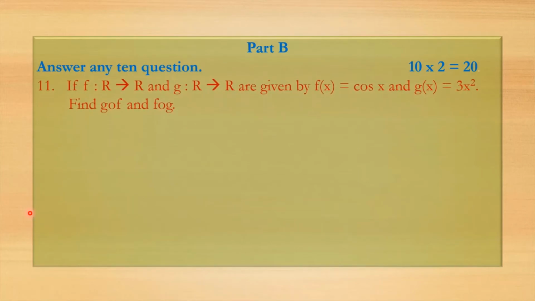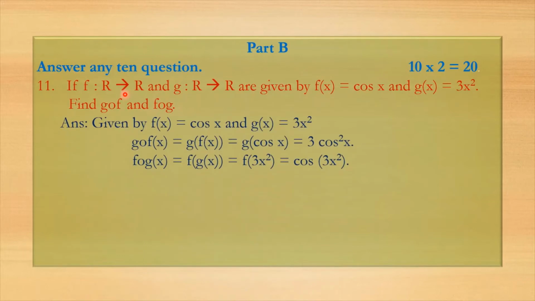As already given in the instructions, even if you write extra, even if you write 11 or 12, the best ones will be awarded. Okay. So any 10 you need to attempt compulsorily. The first question is like this. If f is a function from real numbers to real numbers and g is a function from real numbers to real numbers given by f of x equal to cos x and g of x equal to 3x square, find g of f and f of g.